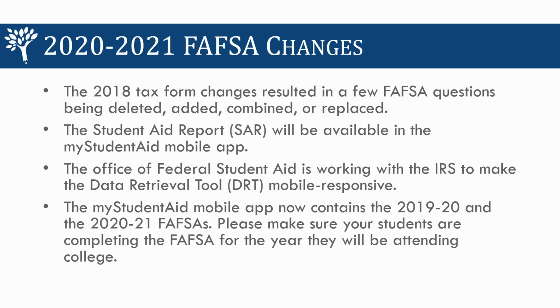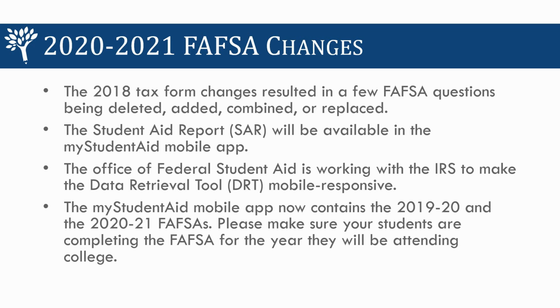The Student Aid Report will now be available on My Student App mobile. So when you go into the mobile app, you will need to update the mobile app for the 2021 application. If you do not do this, you will not see the 2021 application. You will just see the 1920 application. Last year, students were unable to receive their SAR through the mobile app, but this year they'll be able to receive it as soon as they submit their application.